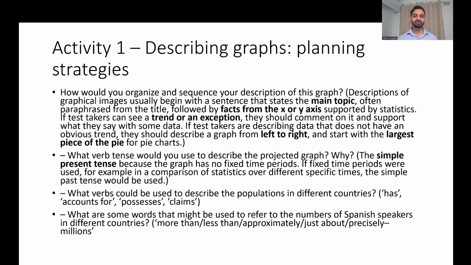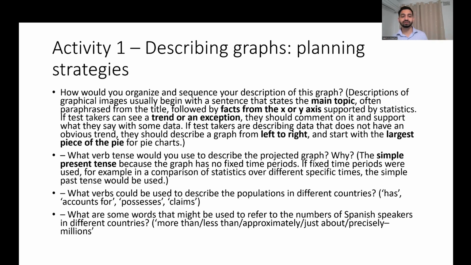If test takers can see a trend or an exception, if you can see any trend or any outlier, you can mention that. They should comment on it and support what they say with some data. If test takers are describing data that does not have any obvious trend, they should describe a graph from left to right. So sometimes you don't see any trend. You can always talk about the data from left to right, and you can include all the important points in the graph. And if it's a pie chart, you can always start with the largest piece of pie, from largest to smallest.